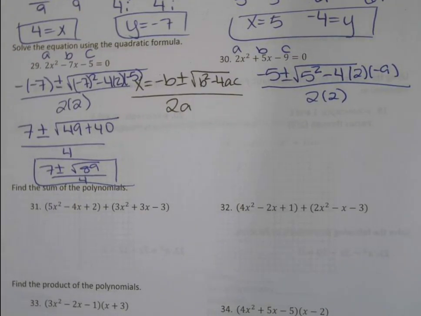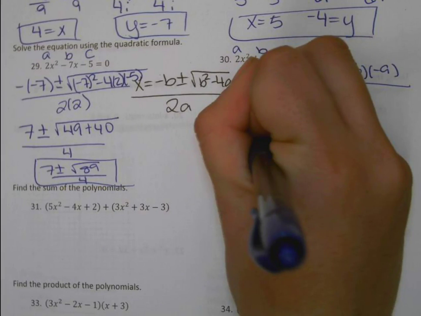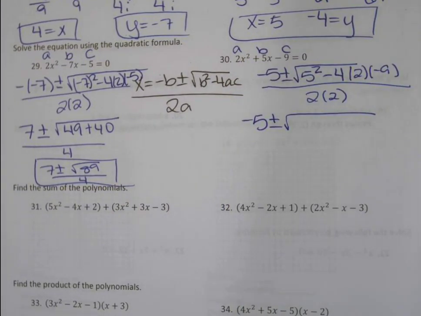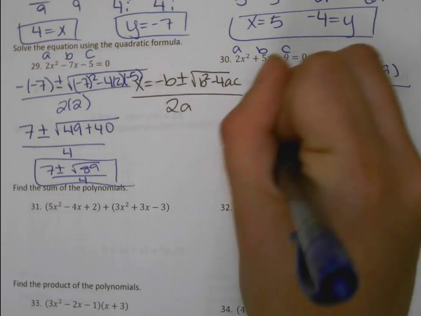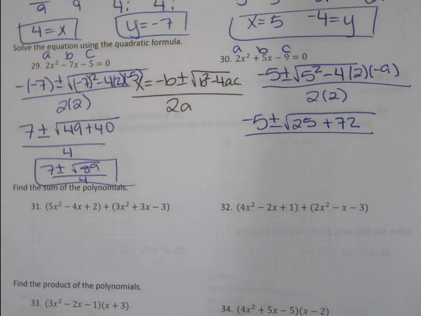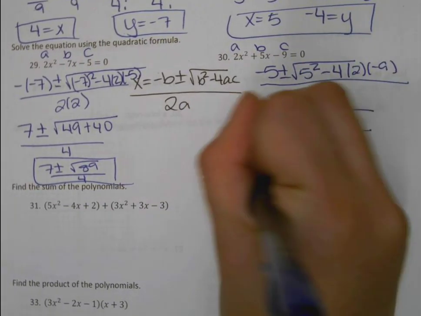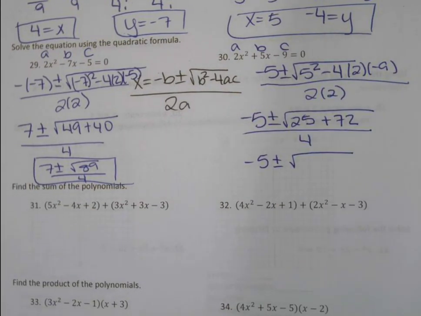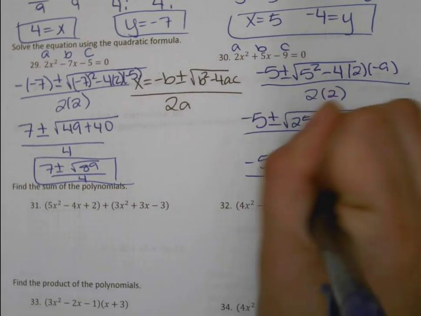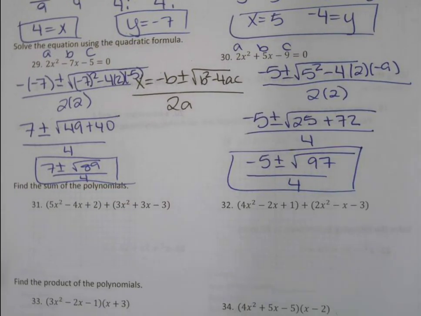So what is 5 squared? And negative 4 times 2 times negative 9. 72. That was not close. 72. What's 2 times 2? 4. Okay, and then 25 plus 72? No, plus. 97. Like I told you before, this won't simplify. So questions on 29 or 30?